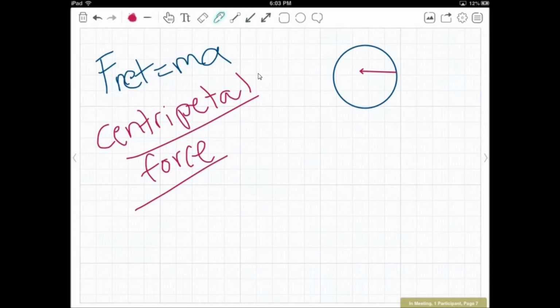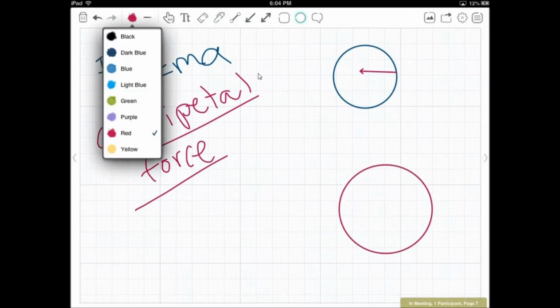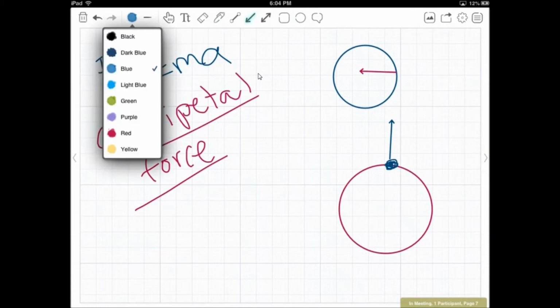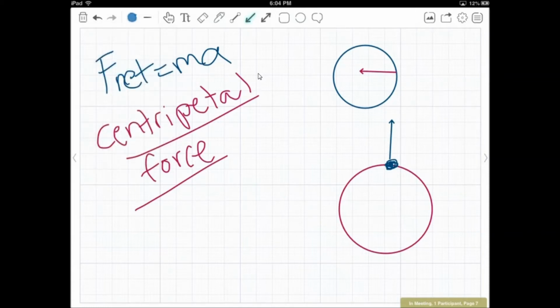So the common misconception is that if I'm moving in a circle, instead of the force pointing towards the center, the force has to point towards the outside of the circle. There's even a name for this misconception, the centrifugal force. I'm not even going to write it down because you don't need to know it. The centrifugal force is not a real force.